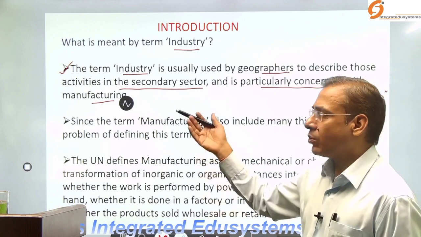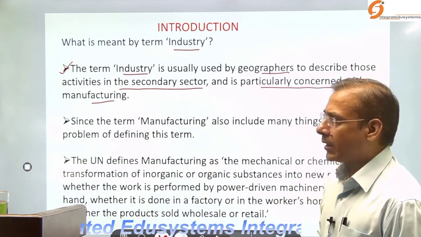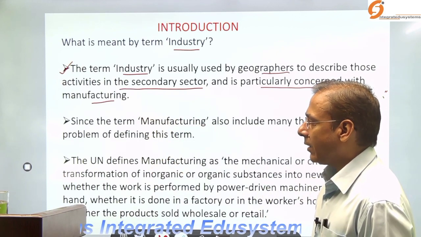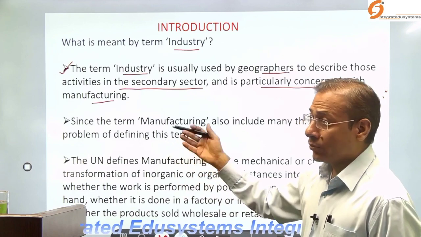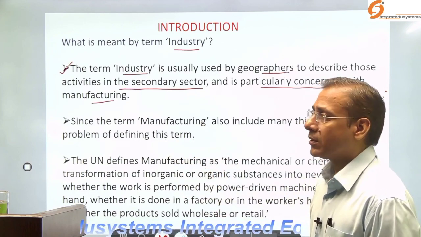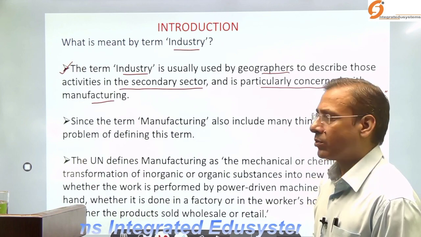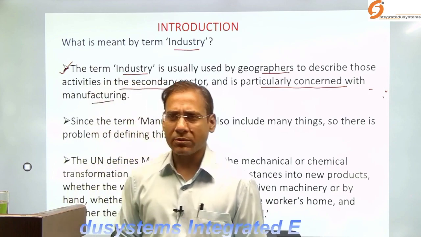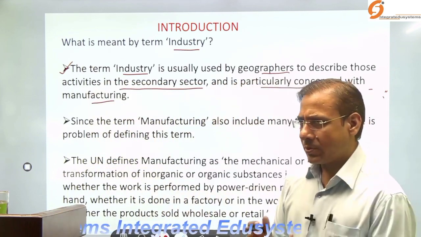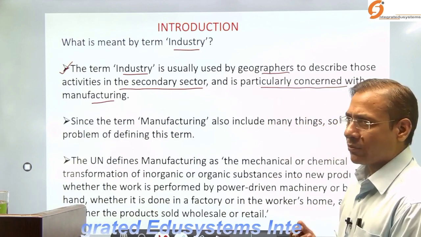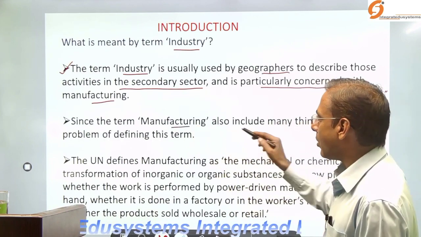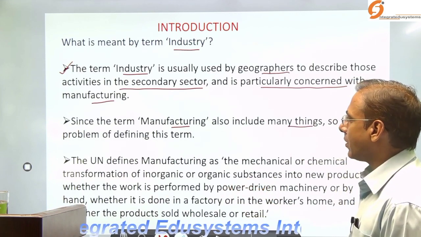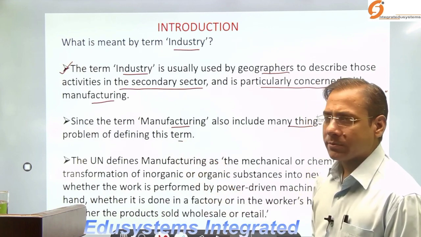Now the question is, what is manufacturing then? Again, it is a very vague and confusing term, manufacturing. I have mentioned here that now food processing में भी manufacturing हो रहा है, और ऑटोमोबाइल में कार भी मैन्युफैक्चरिंग हो रहे हैं, और आईटी इंडस्ट्रीज में कंप्यूटर मैन्युफैक्चरिंग हो रहे हैं, चिप्स भी बन रहे हैं. So there are so many activities which come under manufacturing. Since the term manufacturing also includes many things, that's why it led to confusion. So there is a problem defining the term.